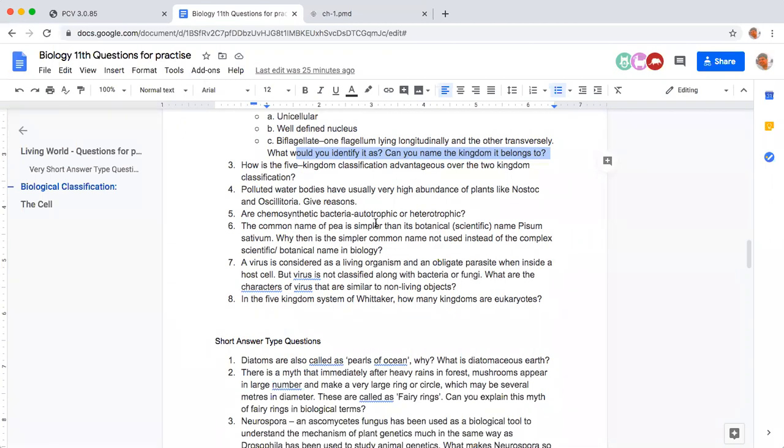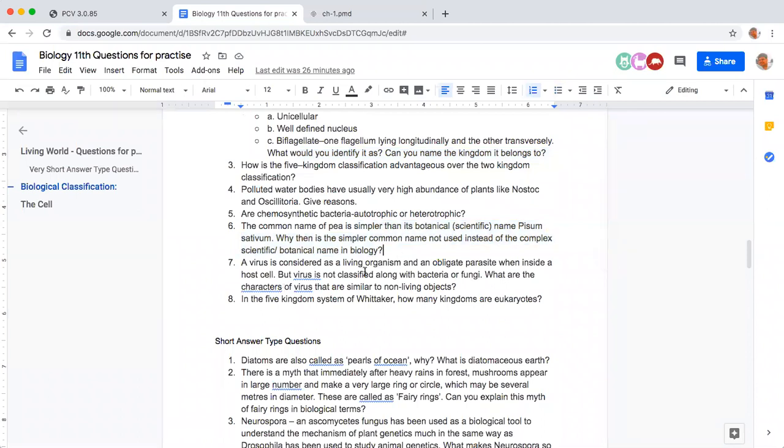Are chemosynthetic bacteria autotrophic or heterotrophic? I think it is a direct question. They are autotrophic because they are producing food on their own. The common name of a pea is simpler than its botanical scientific name, Pisum sativum. Why then is the simpler common name not used? Because of the need to standardize across many places. The scientific name gives a standard way to avoid confusion at various places.